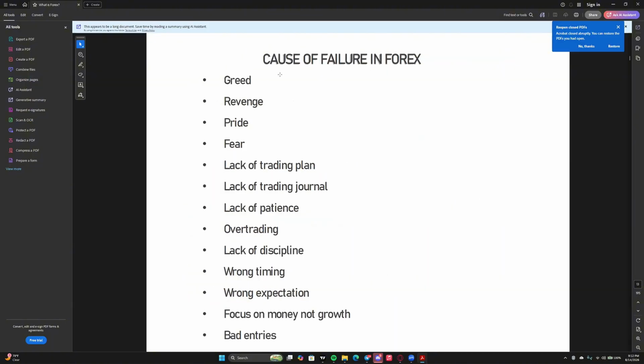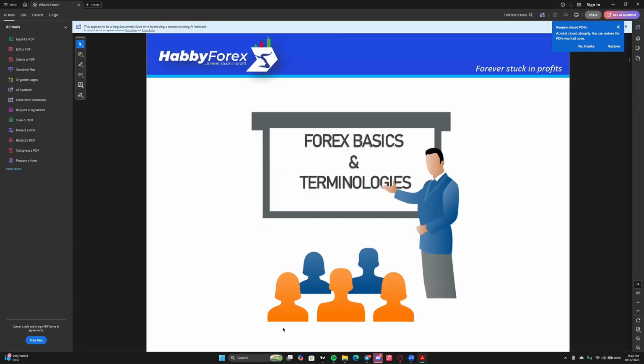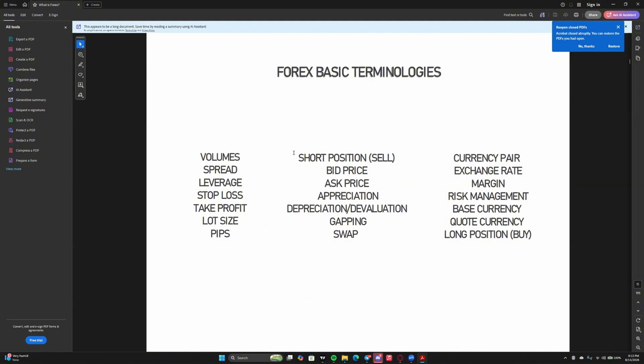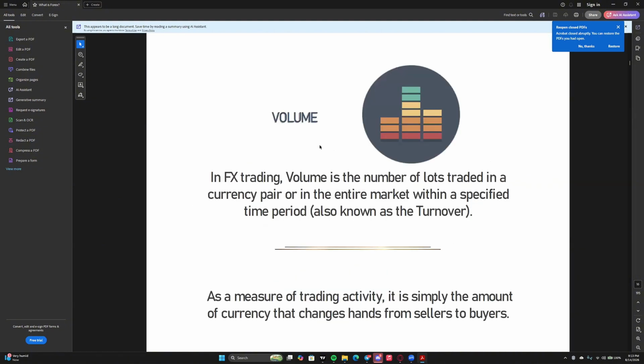Now, causes of failure in forex are greed, revenge, pride, fear, lack of trading plan, lack of trading journal, lack of patience, overtrading, lack of discipline, wrong timing, wrong expectation, focus on money, not growth, and bad entries. So, forex basics and terminologies. This is where we were yesterday before we closed.